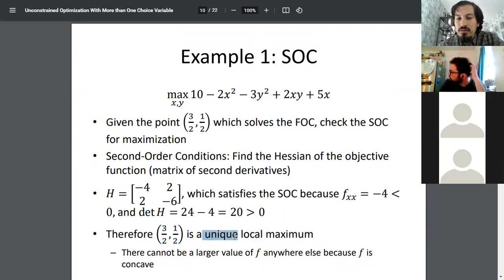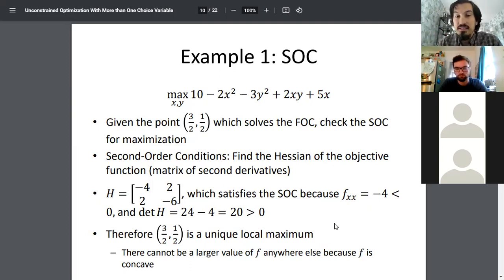Oh, by the way, you okay with this word unique? Unique just means it's the only one, right? It's the only local maximum. It's so bizarre though, because there could still be another point that's bigger than this, even if it's a unique local maximum. So you actually have to go further than that and say, could there be a larger value of f somewhere else? And the answer is no, because f is concave, because of that reason I gave you with my graphs.